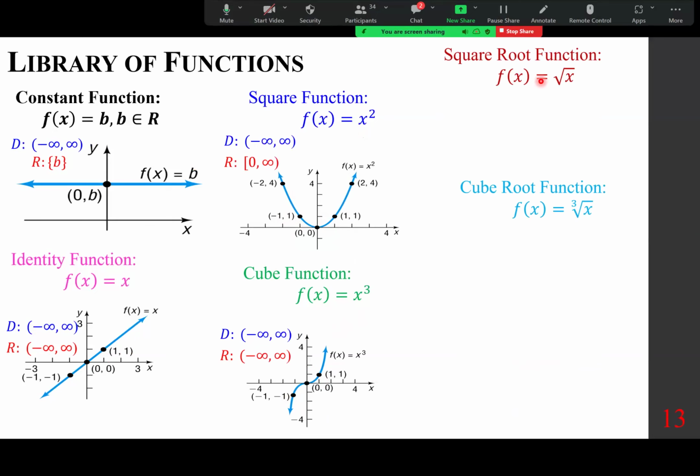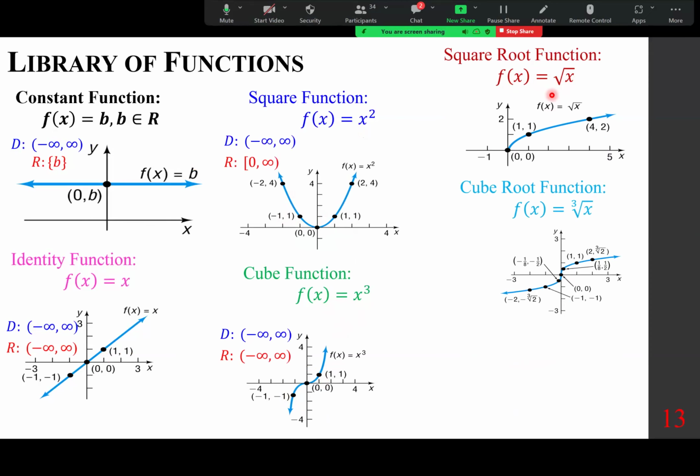f of x equals square root of x. The root functions, we have graphed them. So we remember the graph looks like this for f of x equals square root of x, and looks like this for cube root of x. And domain for this one is from 0 to infinity. Range for this one is also 0 to infinity. And for this one, domain and range are both all real numbers. So from negative to positive infinity.